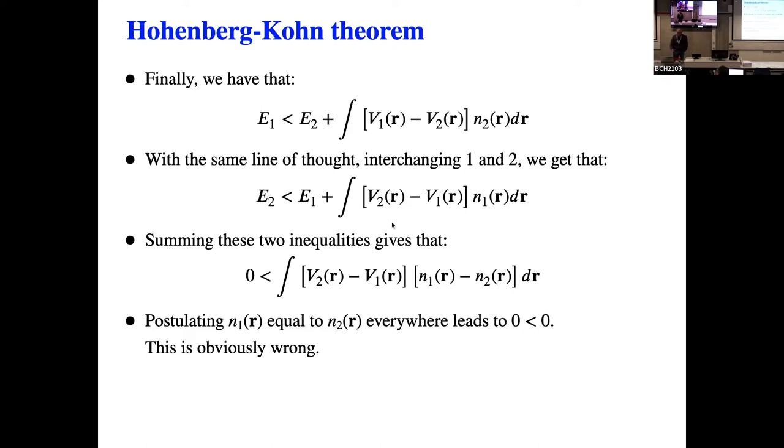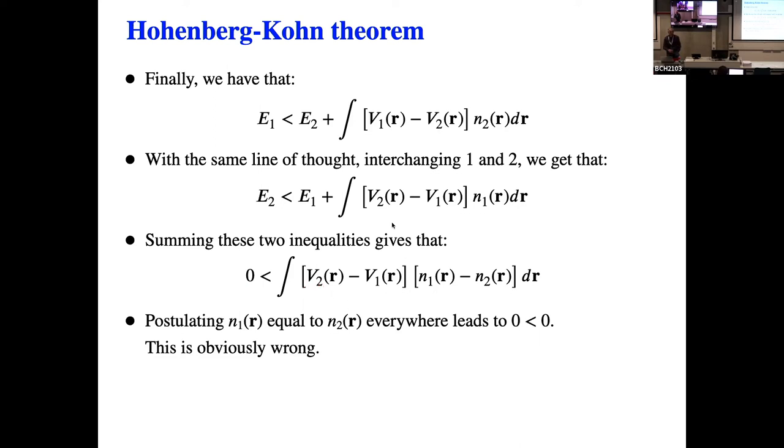Now, if you sum these two equations, you will see that you have E1 plus E2 on one side, and on the other side, it's E1 plus E2. So I can remove the E1 plus E2 on both sides. So I have 0 smaller than this term here, V1 minus V2 times N2, V2 minus V1 times N1, which I can write as V2 minus V1 times N1 minus N2. And so we see that here, if the two densities were the same, in that case, we would have zero smaller than zero, which is obviously wrong.